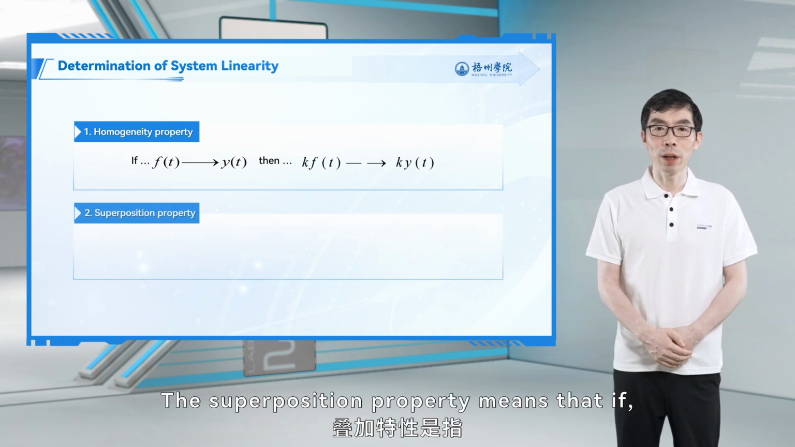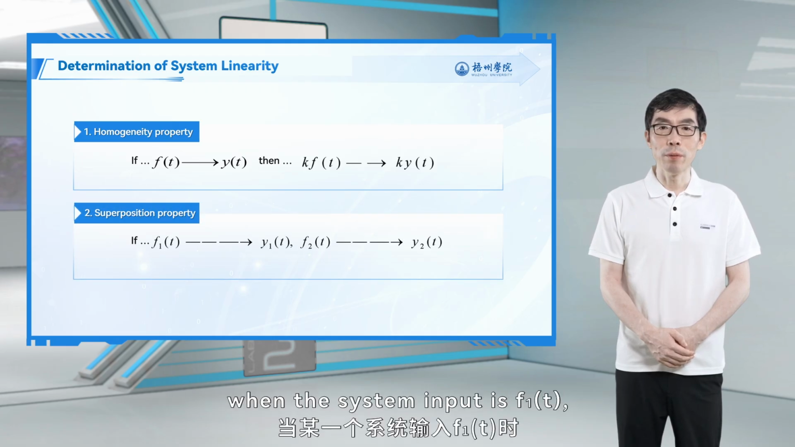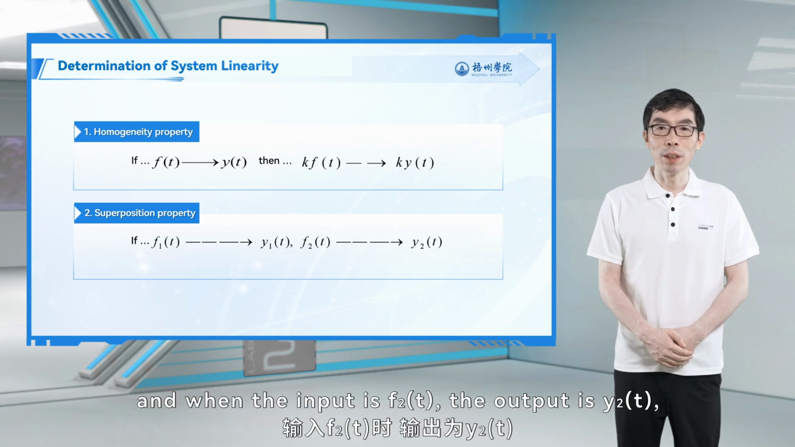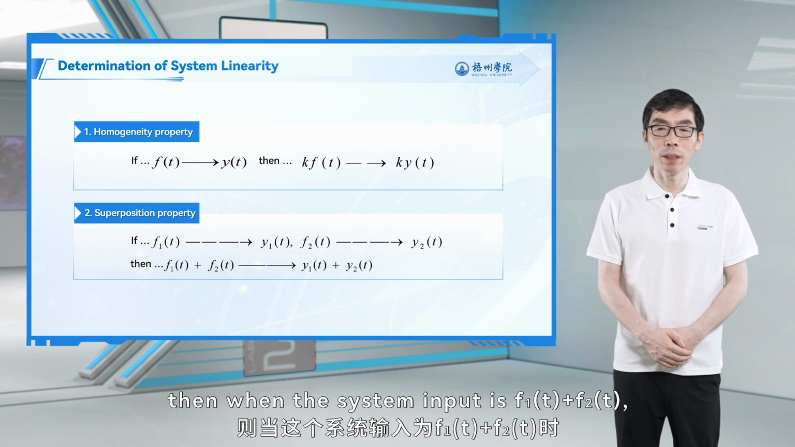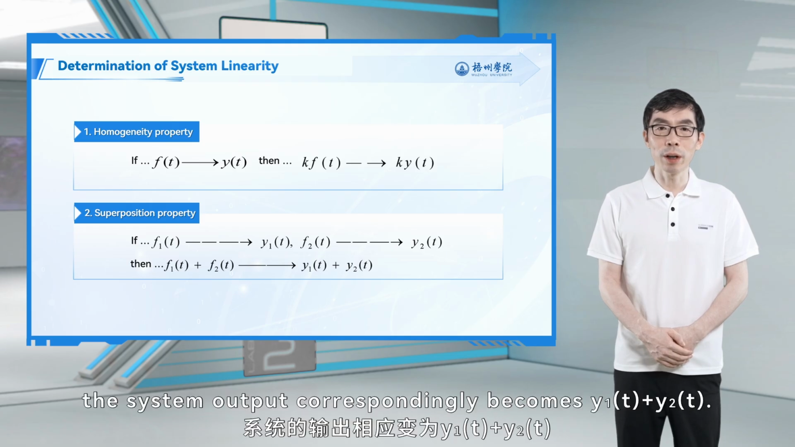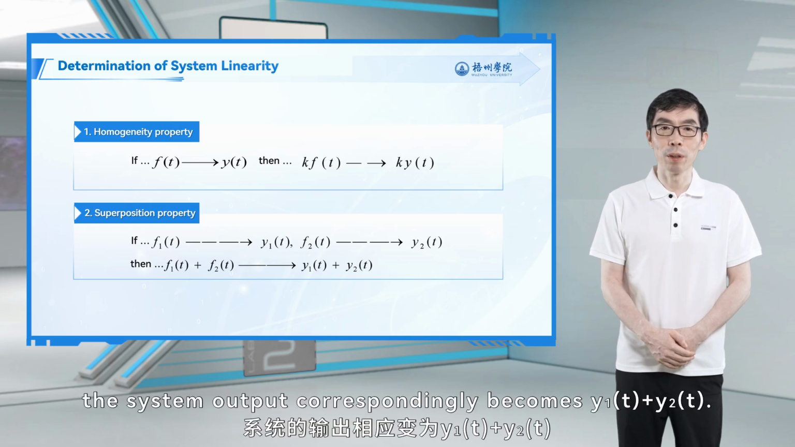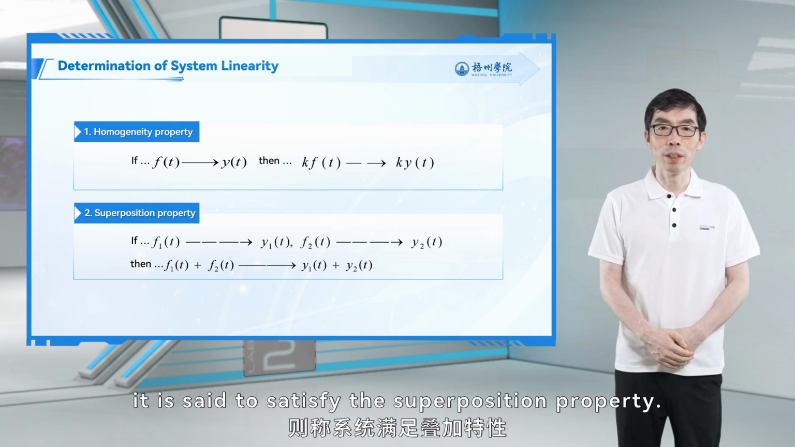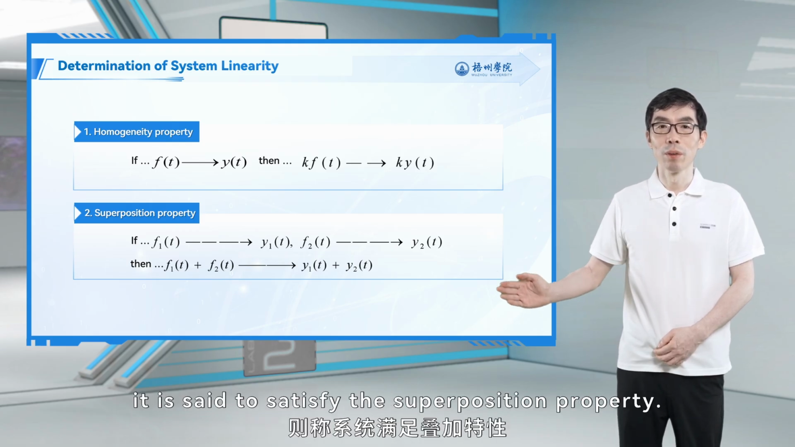The superposition property means that if, when the system input is f1(t), the output is y1(t), and when the input is f2(t), the output is y2(t), then, when the system input is f1(t) plus f2(t), the system output correspondingly becomes y1(t) plus y2(t). When a system satisfies the above condition, it is said to satisfy the superposition property.